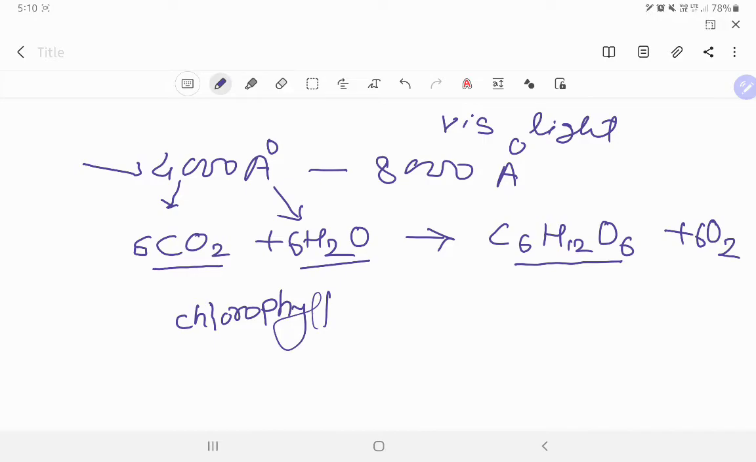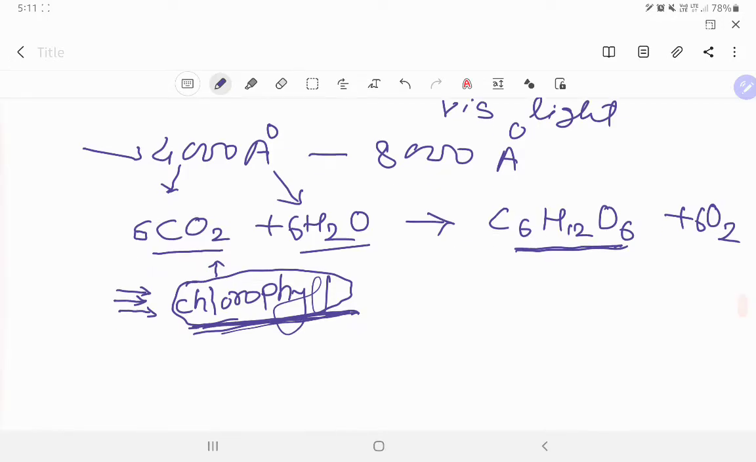Chlorophyll is a green substance present in green plants. It is able to absorb radiation from the sun. Visible radiations are absorbed by this chlorophyll. This energy absorbed by the chlorophyll is given to the reacting molecules CO2 and water, and in the presence of light only, this photosynthesis reaction takes place. Here chlorophyll acts as a photosensitizer. It is a sensitizer. Got it? Good.